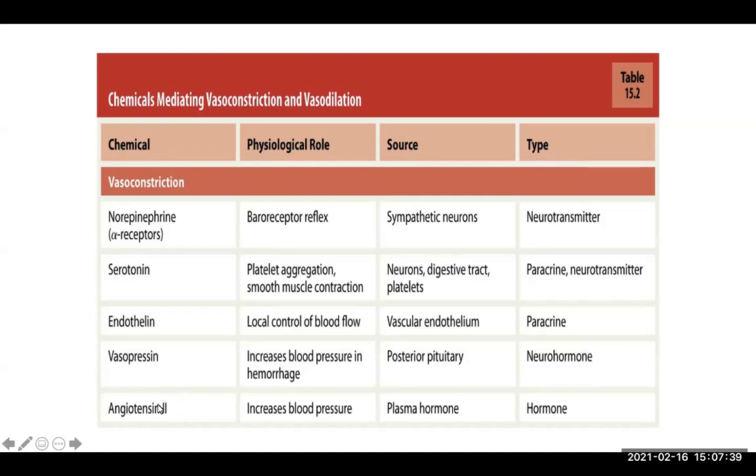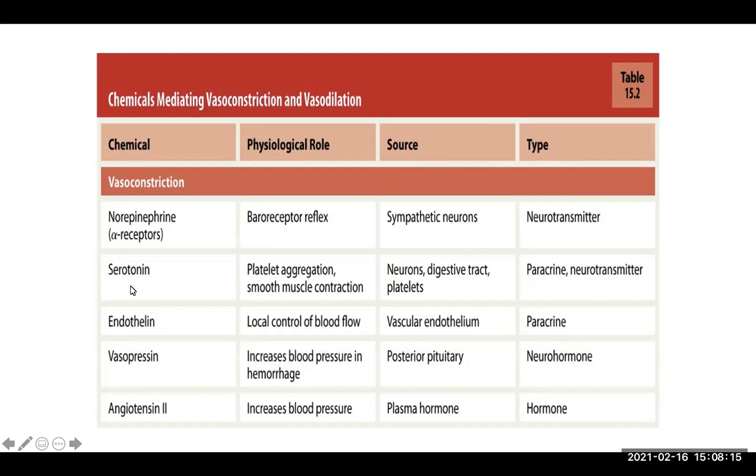ANG2 is angiotensin 2. Angiotensin 2 is a hormone. This hormone is produced in the blood from renin, which is an enzyme that comes from the kidneys to increase your blood pressure. And this source here is a plasma hormone. So ANG2 is something that we'll talk a lot more about when we get to your urinary system, but it is important to know that it does change vasoconstriction, vasodilation because of the increase of blood pressure.